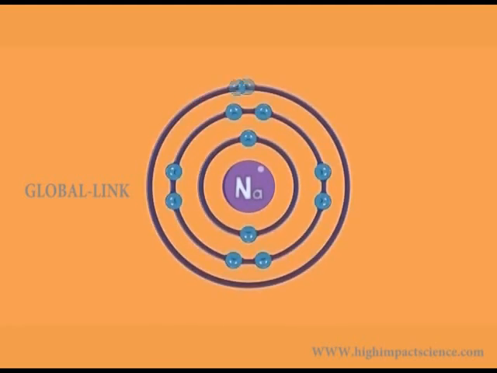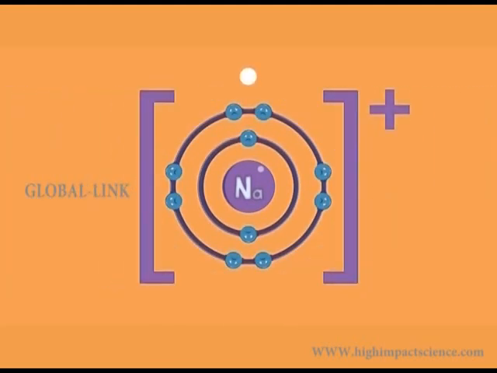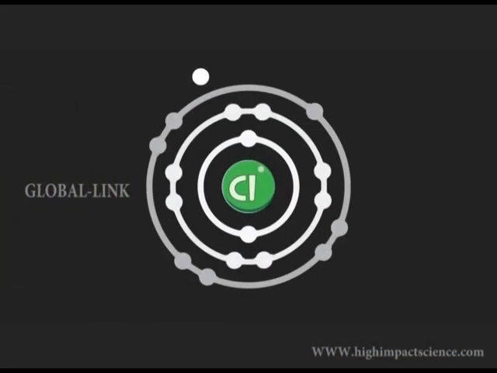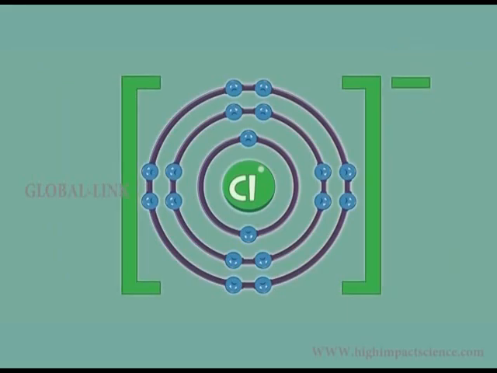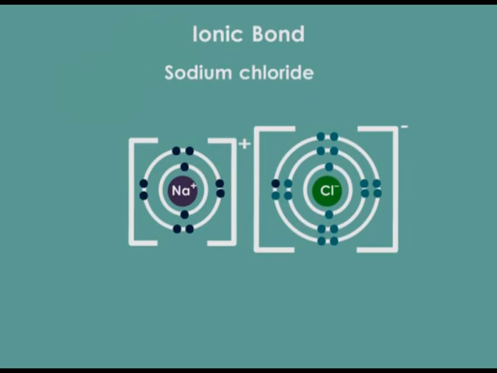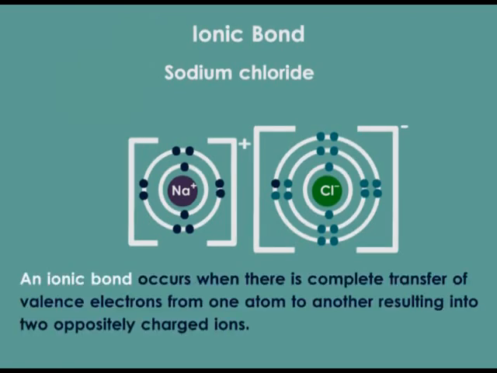We know that sodium loses one electron to form a sodium ion. This electron can be transferred to a chlorine atom to form a chloride ion. So we have a sodium ion with a net positive charge and a chloride ion with a net negative charge. The two ions attract each other, and this electrostatic attraction between oppositely charged ions is what we call an ionic bond. An ionic bond occurs when there is complete transfer of valence electrons from one atom to another, resulting in two ions with opposite charges.